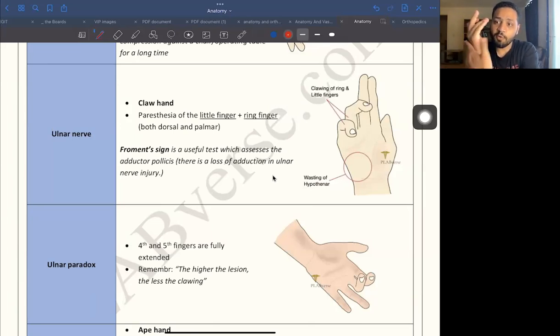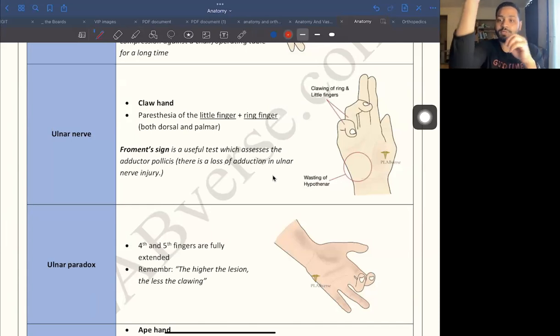So the extensor force is slightly weaker than the flexor force. So now your fingers will be like that. And we call this claw hand, okay? Claw hand. And obviously loss of sensation of your little finger and the medial part of your ring finger, right? So this is basically your claw hand.